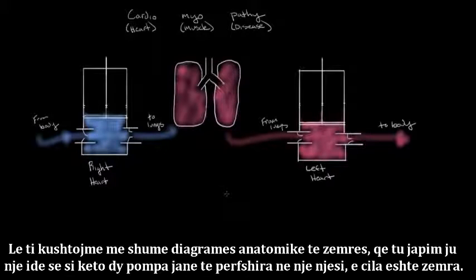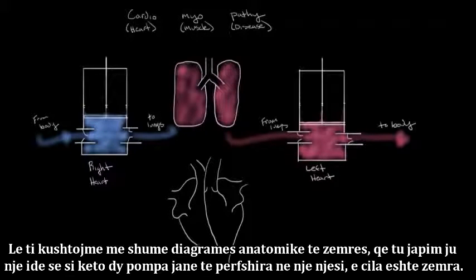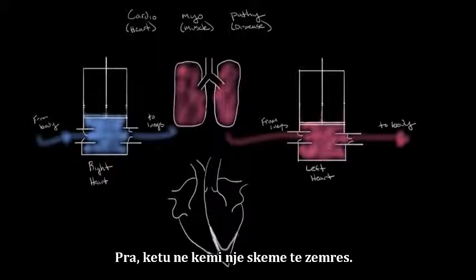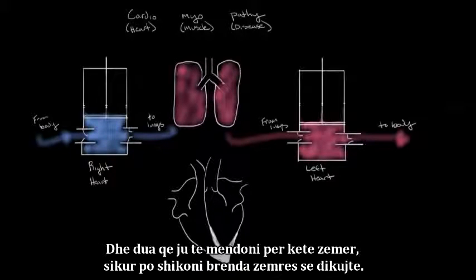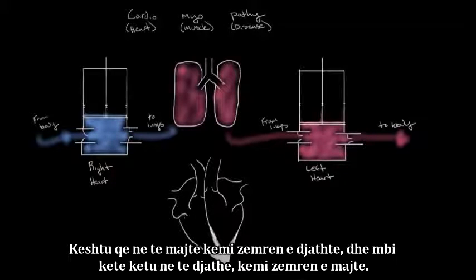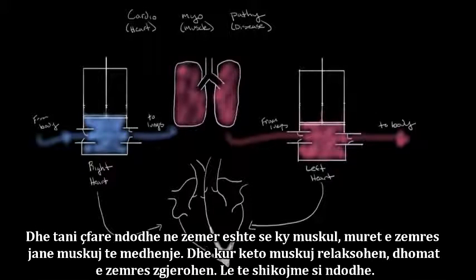Let's bring in a more anatomical diagram of the heart to give you an idea of how these 2 pumps are contained in one unit that is the heart. Here we have a diagram of the heart, and I want you to think of this heart as if you're looking at someone and this heart is inside of them. So it's a mirror image. Over here on the left we have the right heart, and over here on the right we have the left heart.